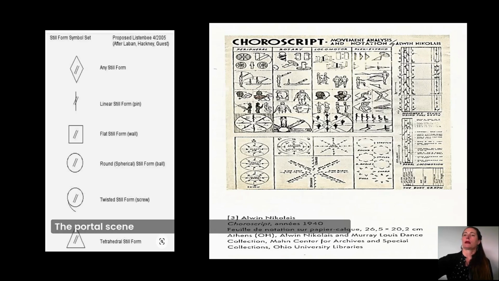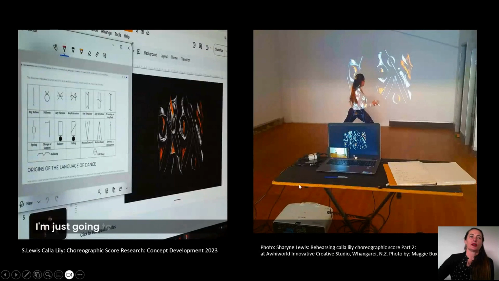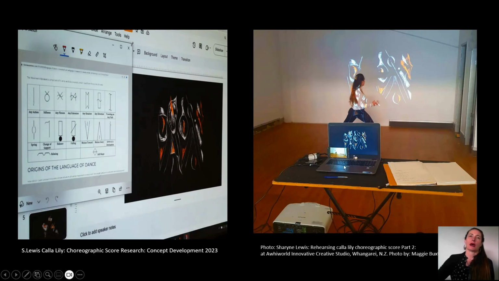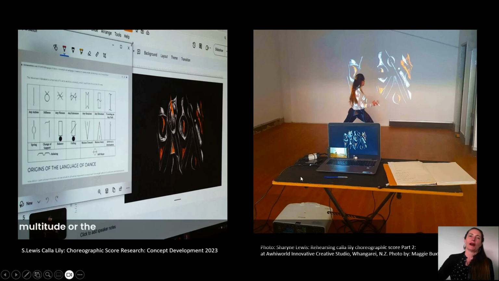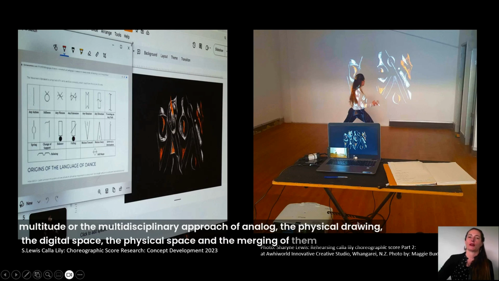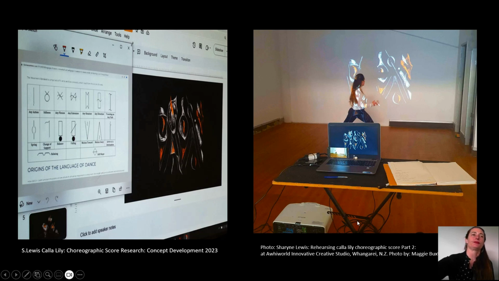The portal scene of the Hatia River, which I hope to show you. I'm just going to jump through these slides here and have a little look. So you'll see the language of dance on the left here, the choreographic scores, this choreographic score 2, and you'll see the multidisciplinary approach of the analog, the physical drawing, the digital space, the physical space, and the merging of them all within my practice. Moving to the next slide.